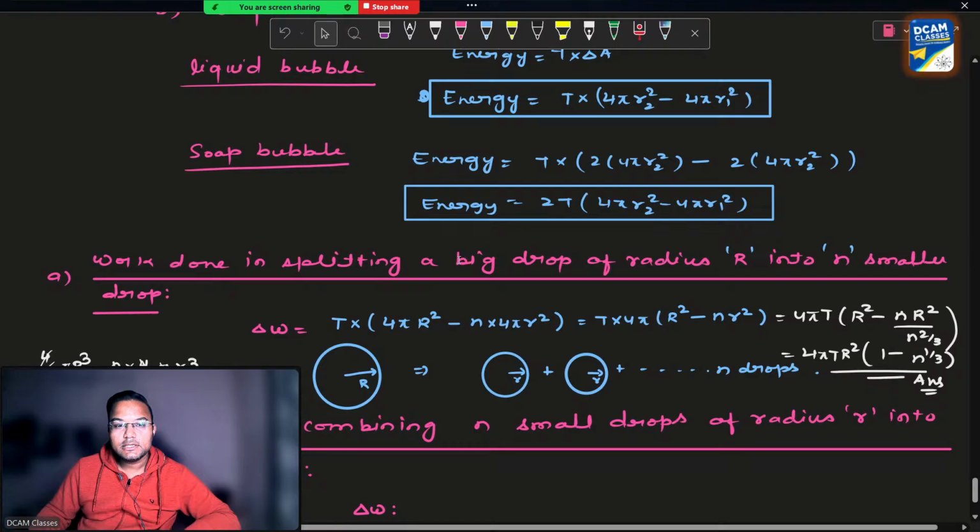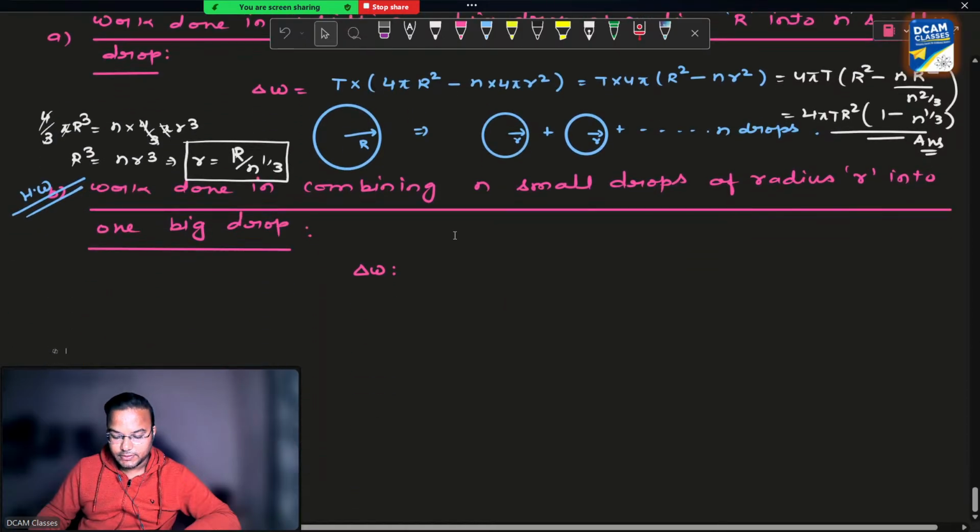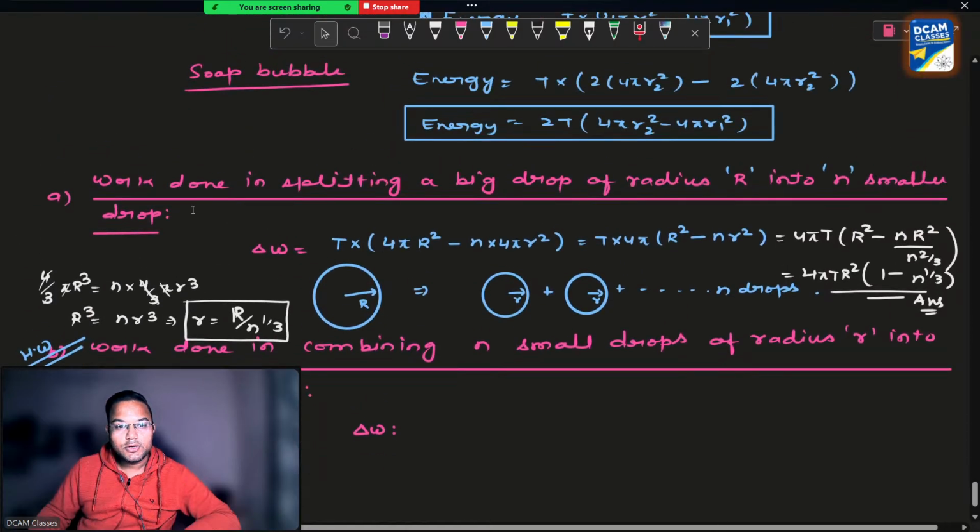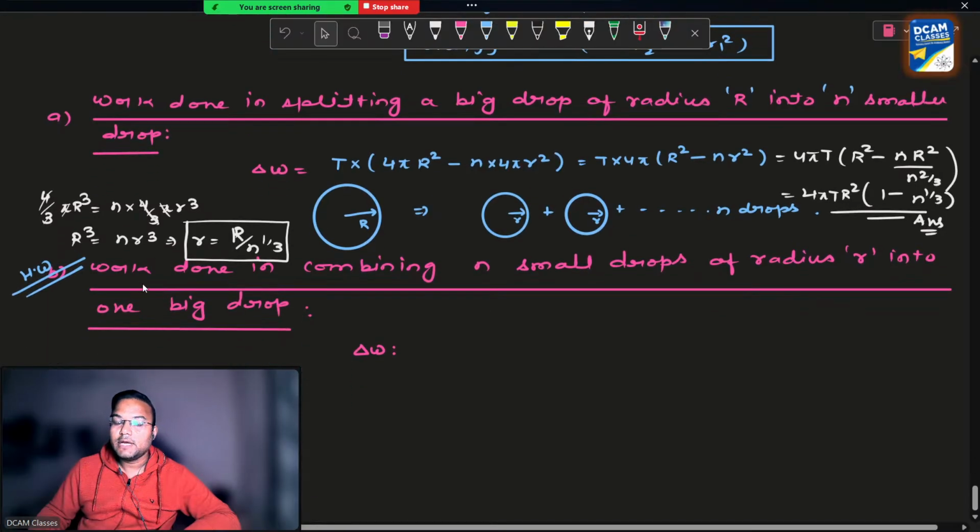Okay, the last class, today we'll be completing this one. Did you remember the last one? The last class concepts. Work done in splitting a big drop of radius r into n smaller drops. I asked you to calculate the work done in combining n small drops of radius r into one big drop.